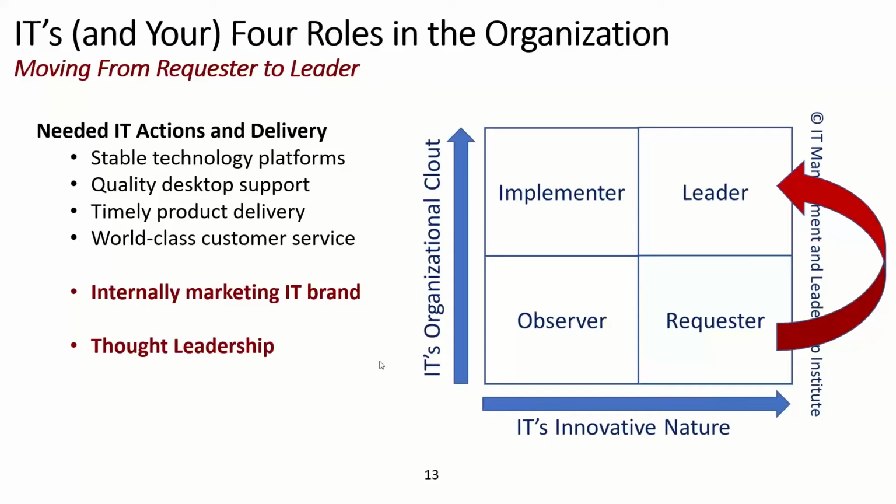Let's go the other way. You have a high innovative nature, but you want to move to a leadership role. How do you do this? First of all, as shown on the left side of the slide, you still have to do all of those things that move you from observer up. But now you need to add thought leadership. Thought leadership is where you're coming up with the ideas. I'm going to talk about a CIO role for a minute, but this is also very true of any person in IT in charge of the technology for a business function.